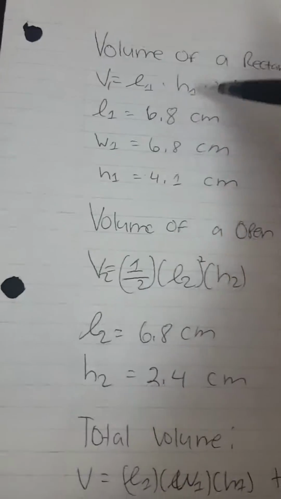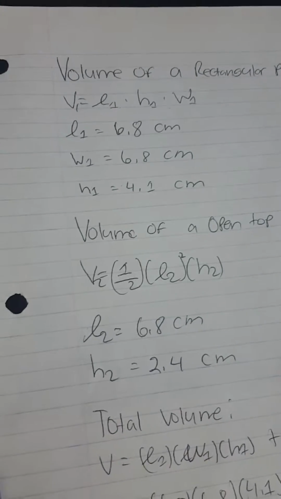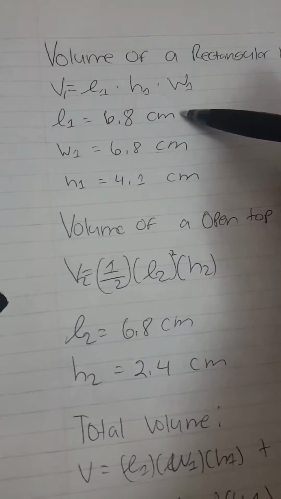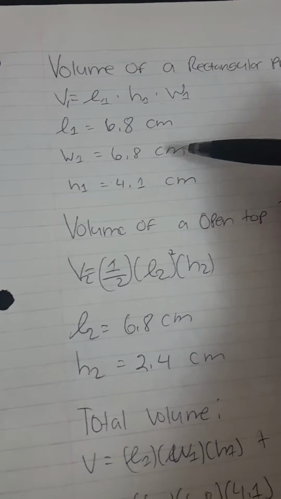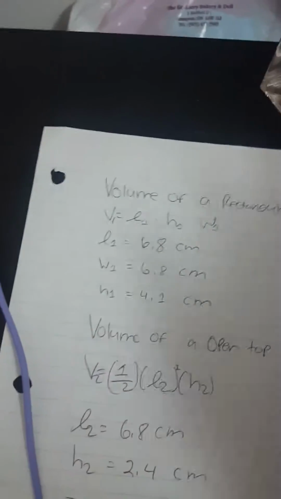As you can see, this is L1, H1, and W1 because there are different lengths and heights within the object. The length is 6.8 centimeters and it actually equals the width. And the height is 4.1 centimeters. Over here, I have the object and I've measured it, and those are the measurements I got. As you can see, length and width will be the same.